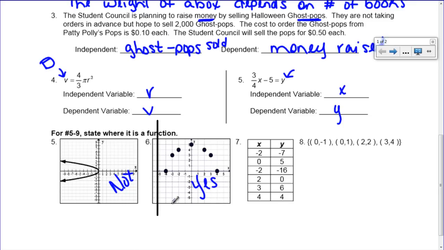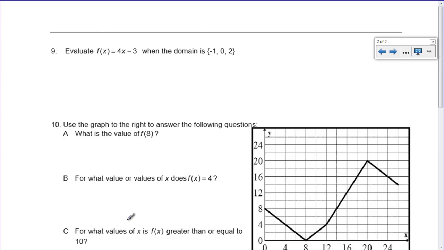So number 7, I don't need the vertical line. I'm just going to look at the x values. Are any of them the same? I've got -2, 0, -2 again. Look, this x and this x are the same, which makes this not a function. Now look at number 8. We're going to look at the x values. I've got a 0, a 0. Look, they're the same. X values that match, not a function. Anytime you have x values that are the same, it's not a function.